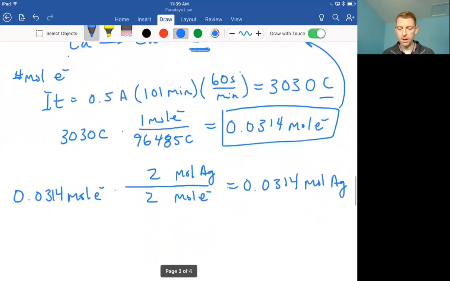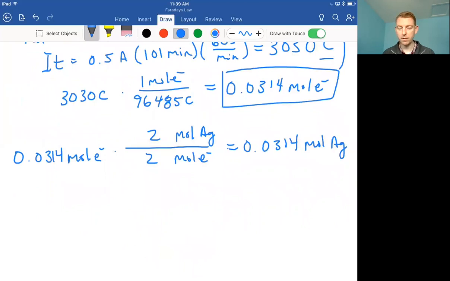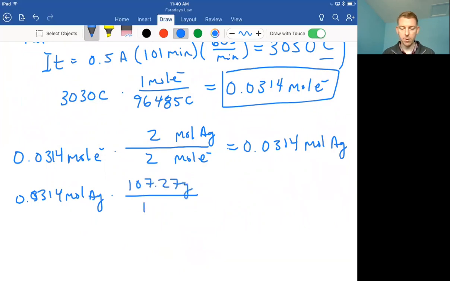But of course, it doesn't ask us how many moles of silver we deposited. We want to know in grams. So take that same value, 0.0314 moles of silver now, multiply it by its atomic mass, 107.87 grams per 1 mole of silver. And we end up with 3.39 grams of silver was deposited by running a 0.5 amp current through the cell for 101 minutes.